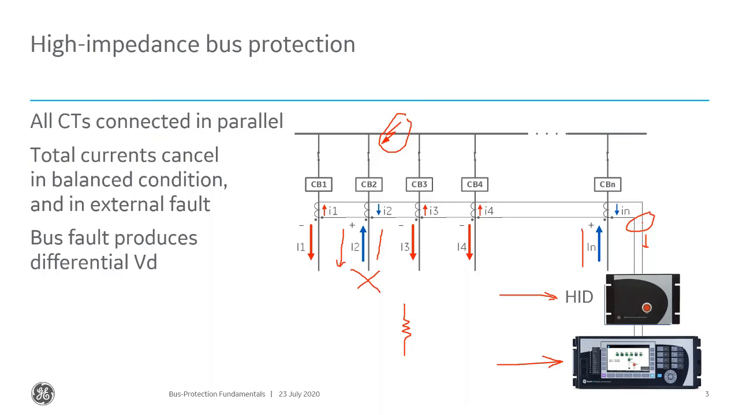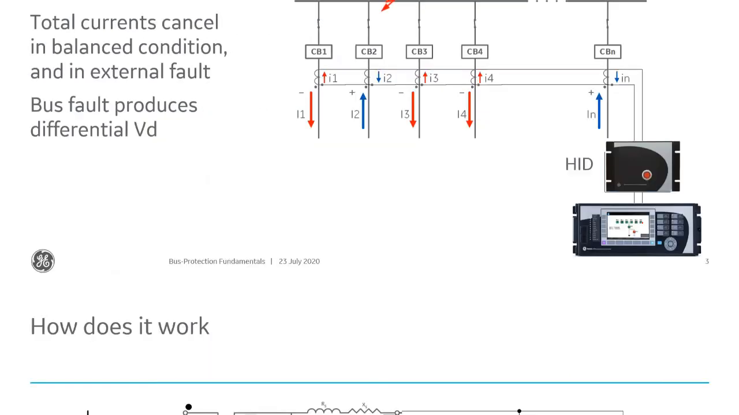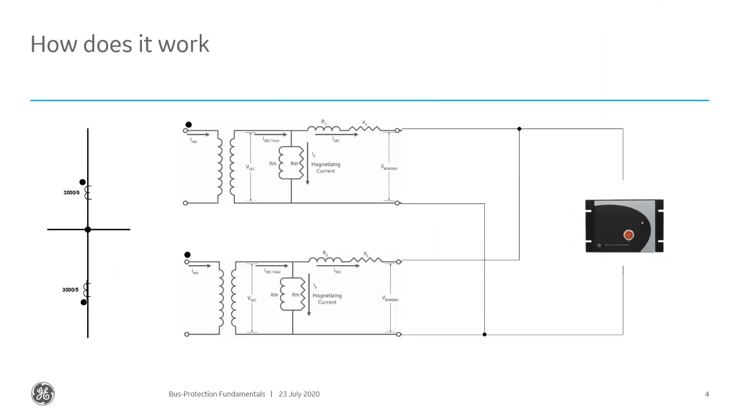Now, I said earlier that the way this works is this high impedance differential scheme makes use of the fact that you can saturate a CT, right, by forcing the CT to saturate. And because it's going to saturate, we can get very predictable performance.